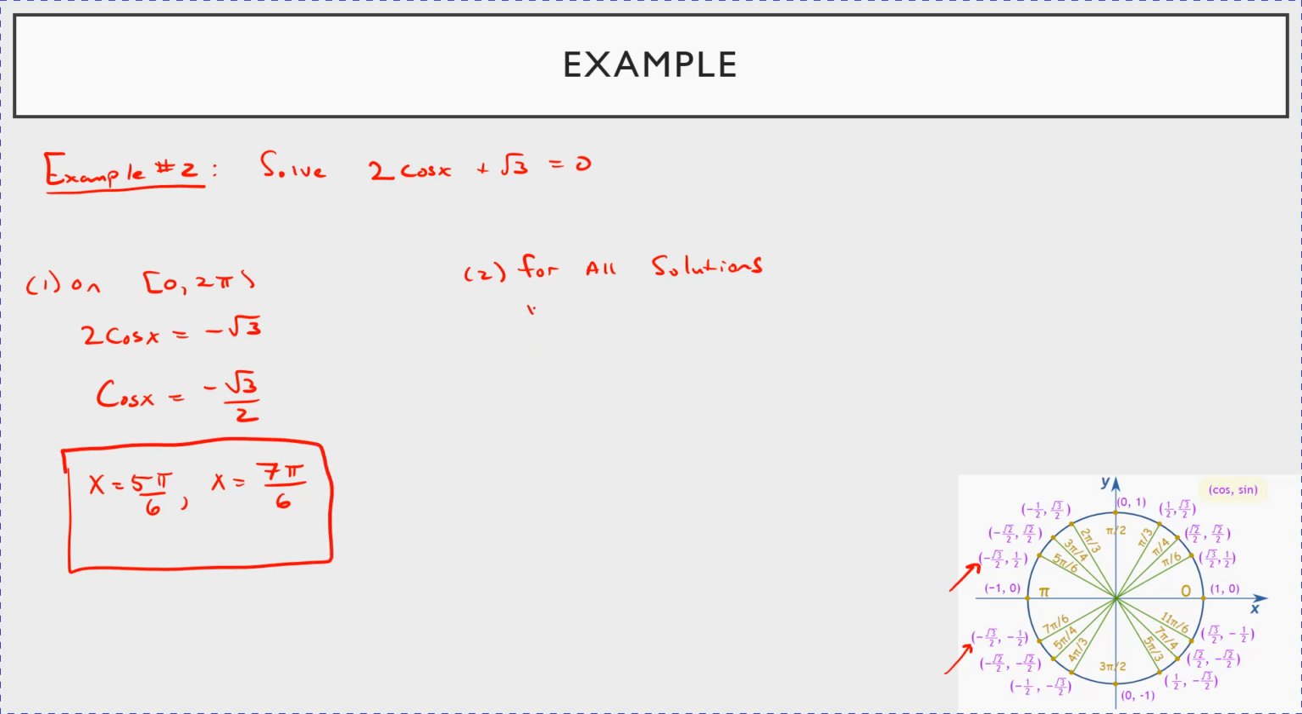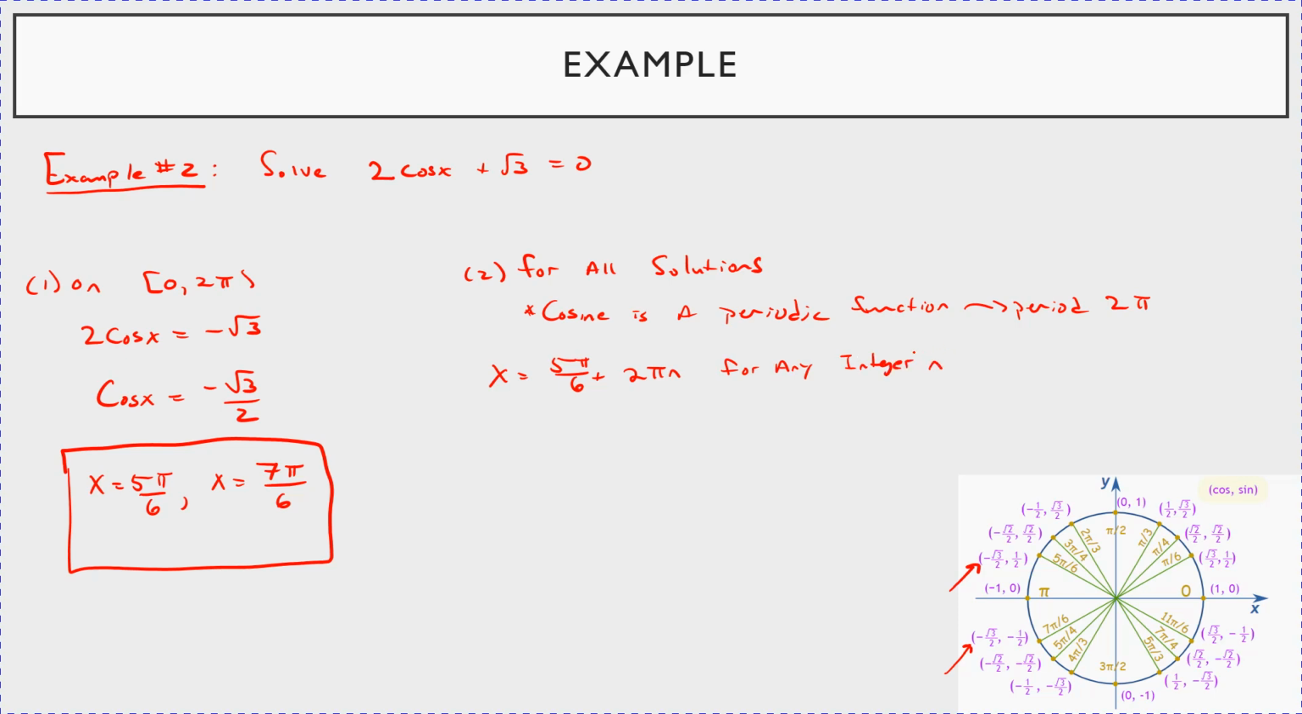So again, cosine is a periodic function, and its period is 2 pi. So to do the general solution here, solving for all possible solutions, you take these two different values. One solution is when x is equal to 5 pi over 6 plus 2 pi n, and this is for any integer n.